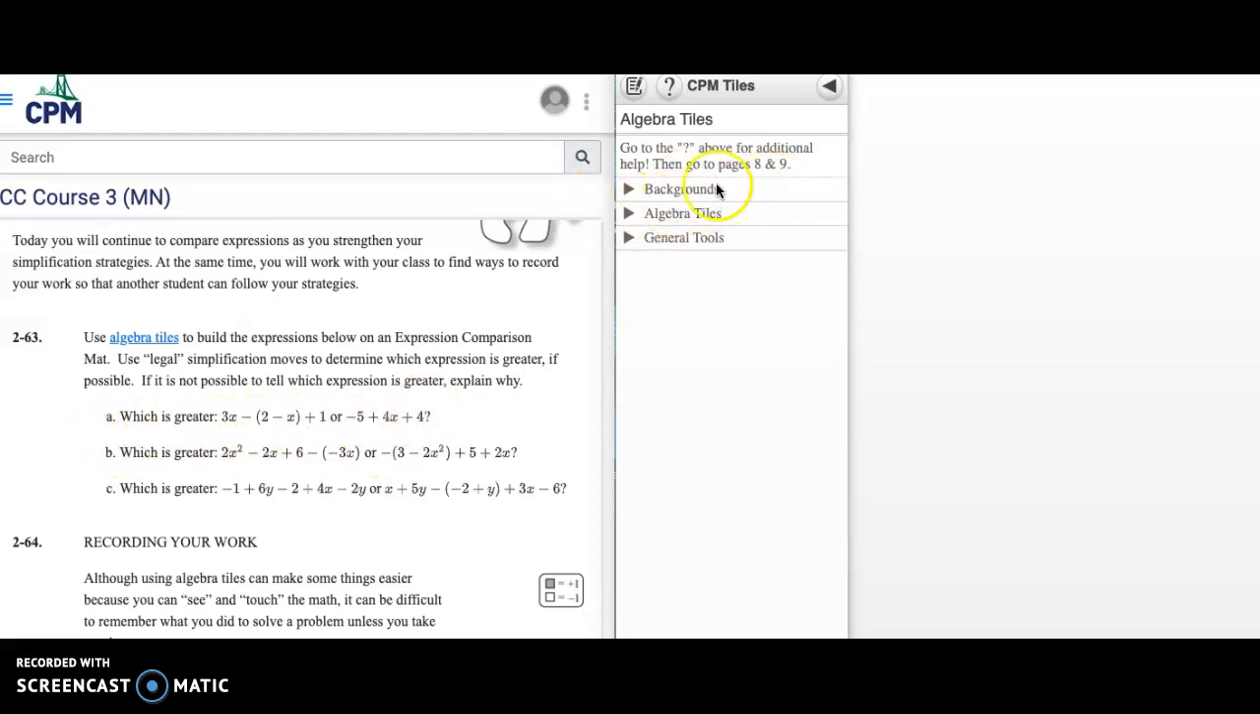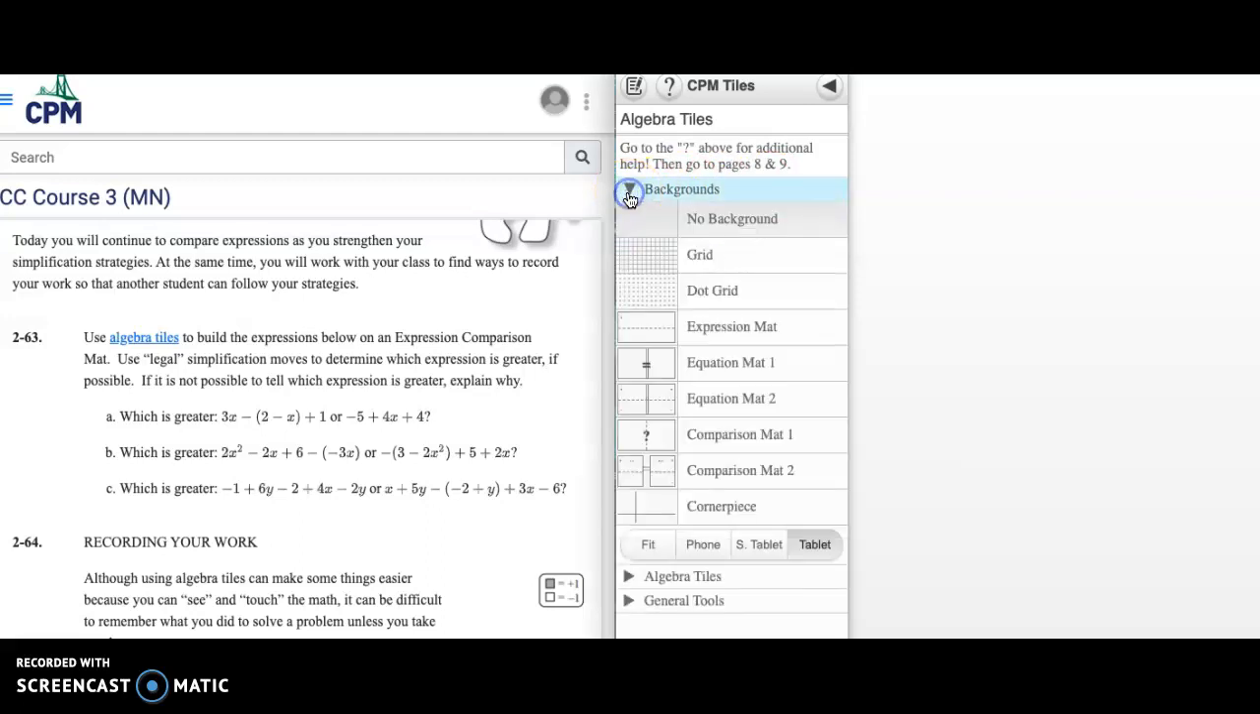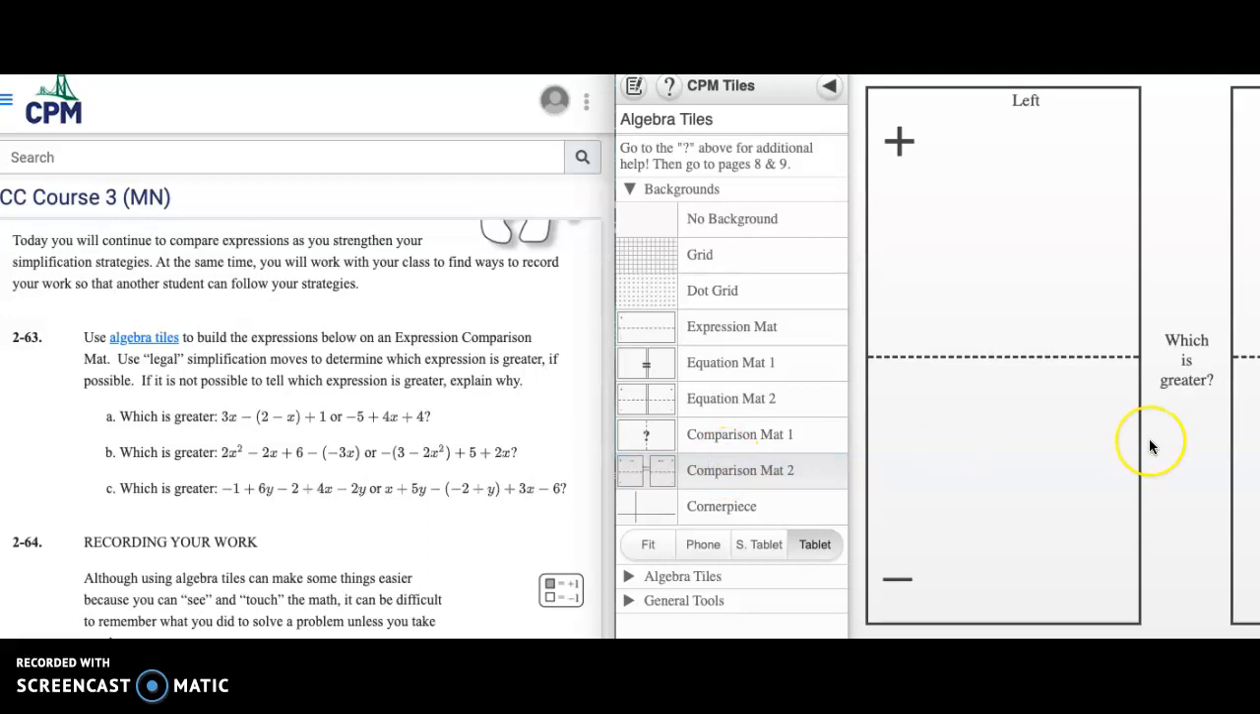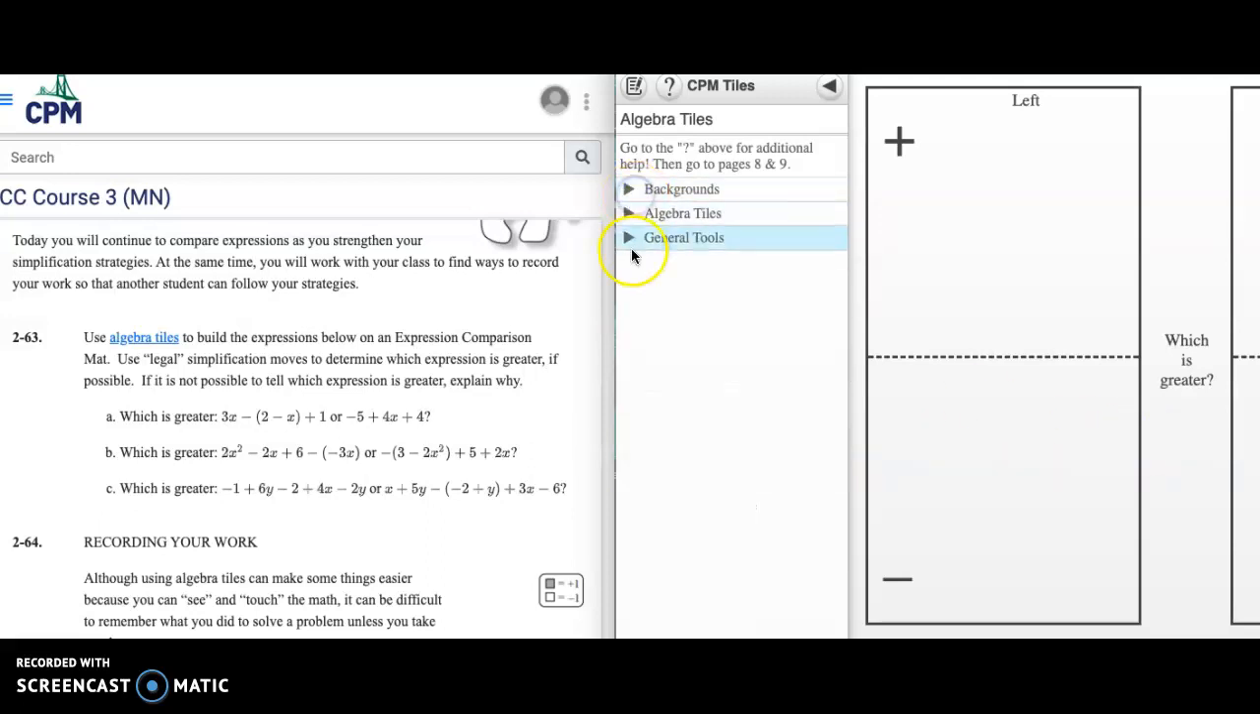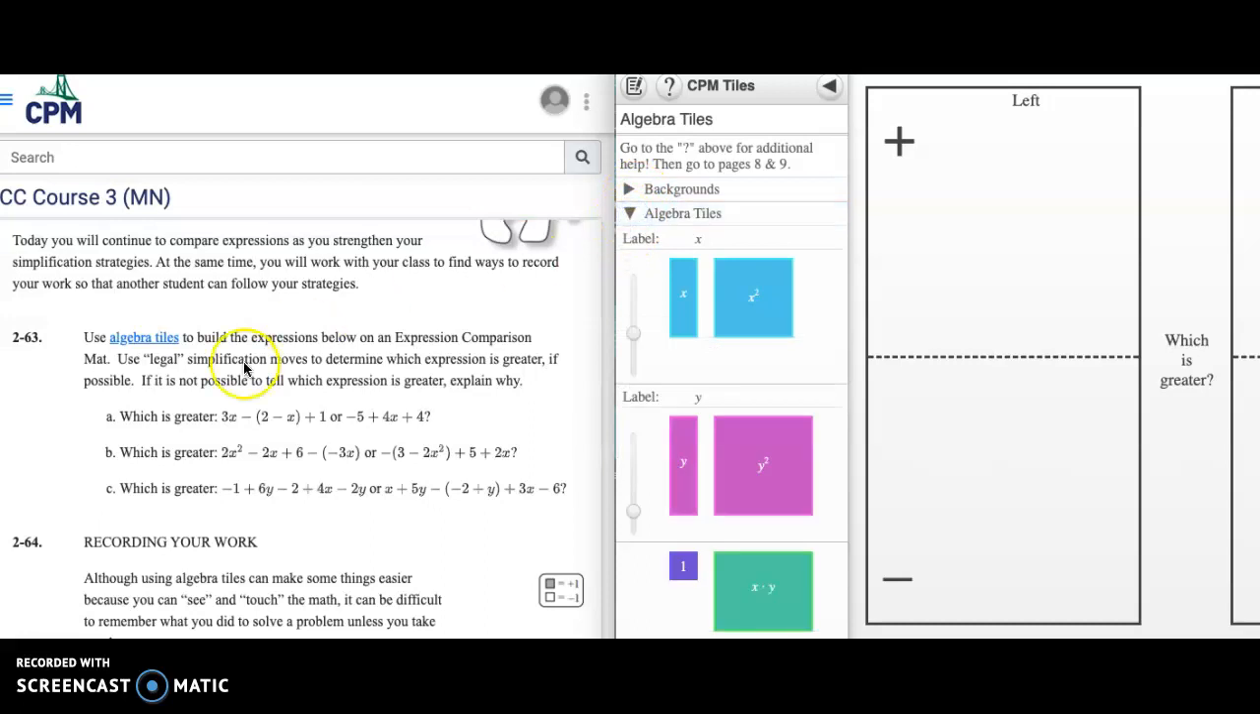I'm going to go over to my algebra tiles, and first I need to pick a background. And I want comparison mat 2 because that's going to give me two expression mats next to each other. Then I can close that and go to my algebra tiles. Okay, so in my left expression here, I have 3 positive x's. So whenever I can put tiles in this top region, I'm going to do that. So there's 3 positive x's.